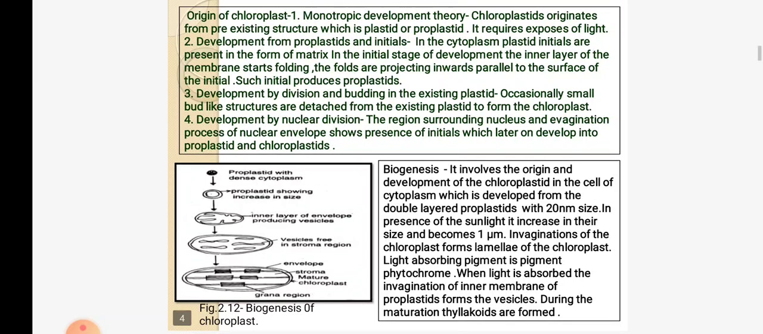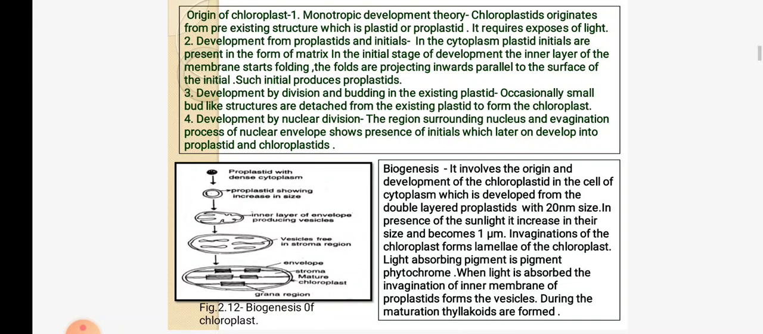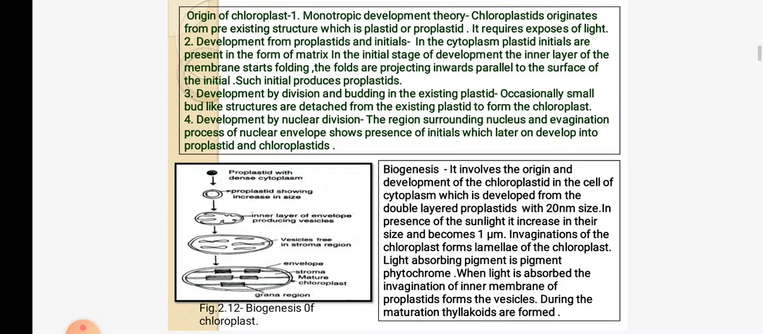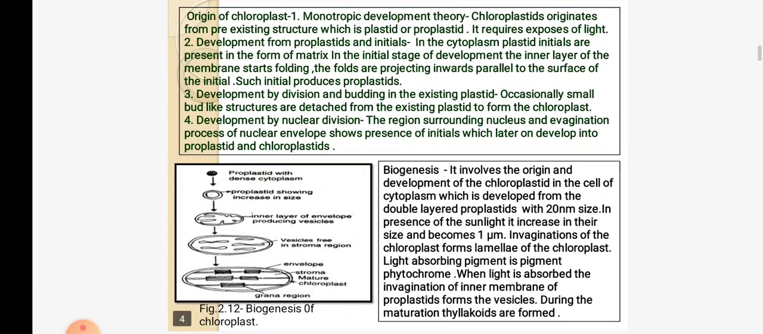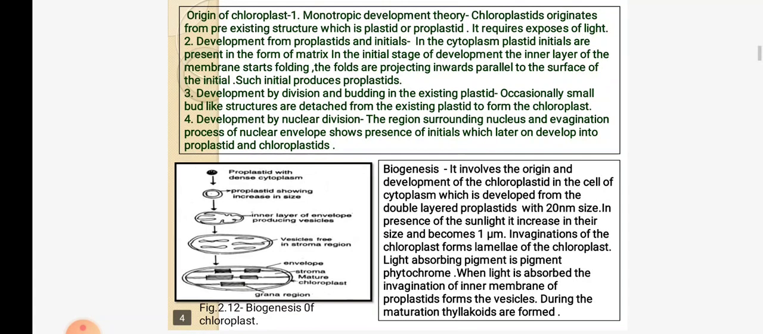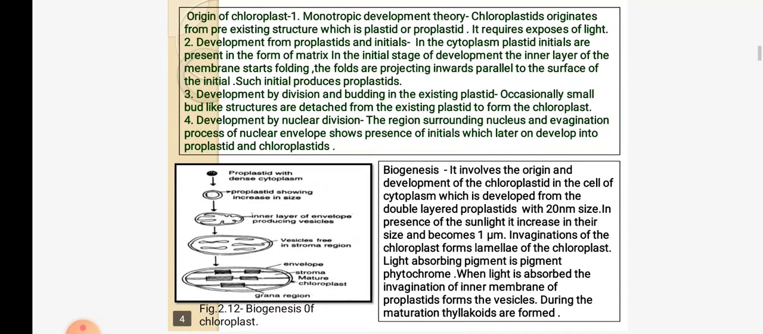Invaginations of the chloroplast form lamellae of the chloroplast. The light absorbing pigment is phytochrome. When light is absorbed, the invagination of the inner membrane of proplastid forms vesicles, and during maturation it forms thylakoids. This figure represents biogenesis of chloroplast from proplastid.